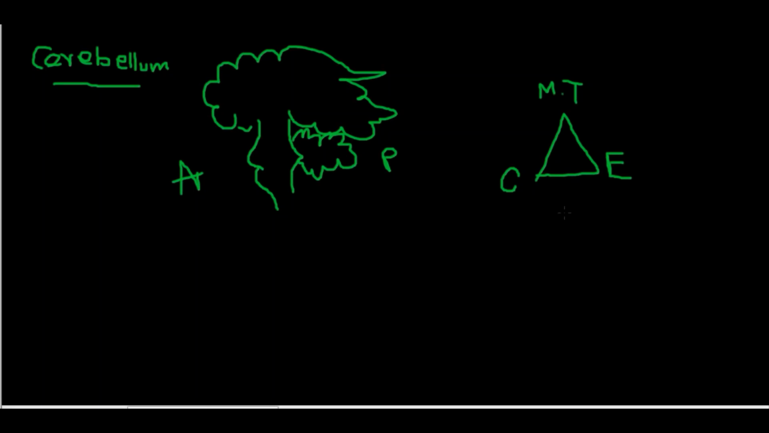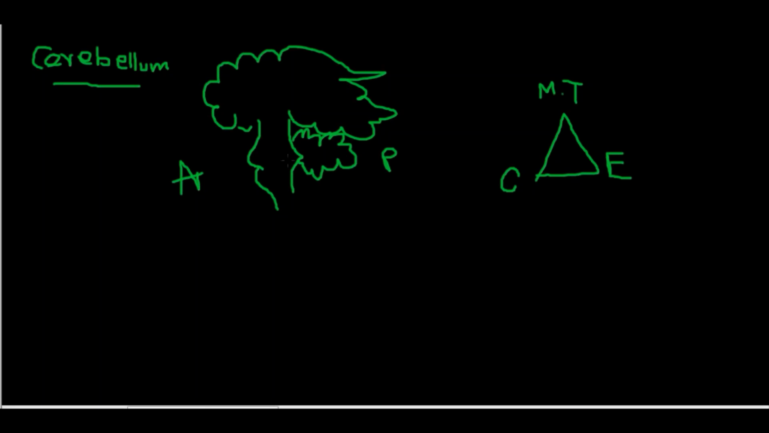So although this organ has several functions, if we were to summarize those functions, we would be getting these three essential ones which are always to be kept in mind, that is muscle tone, equilibrium, and coordination. These are the essential functions of the cerebellum.